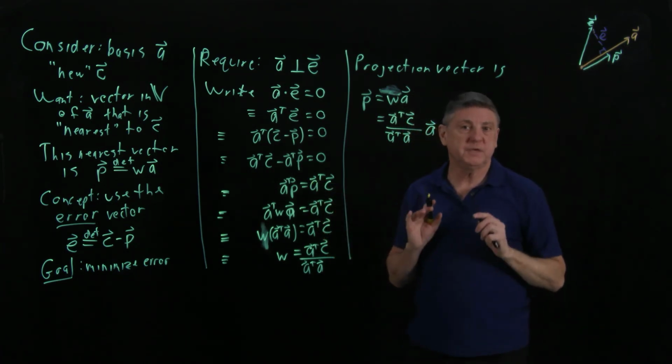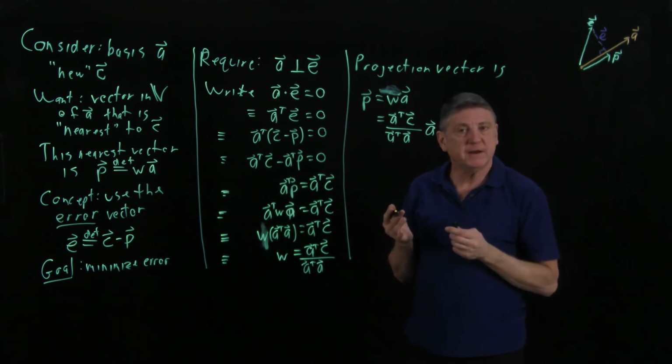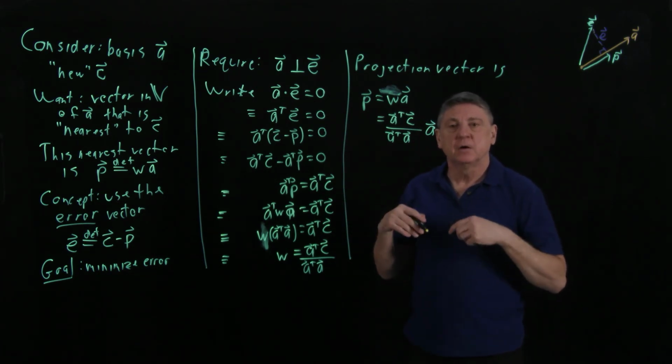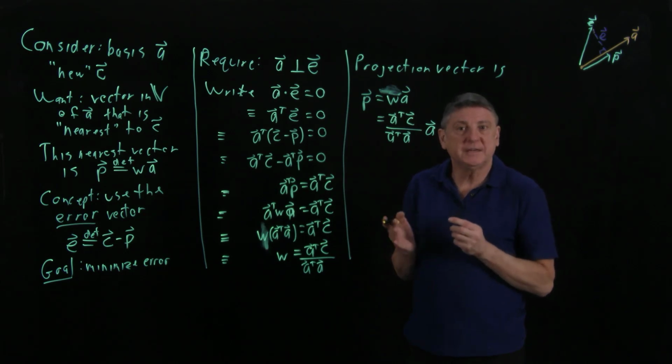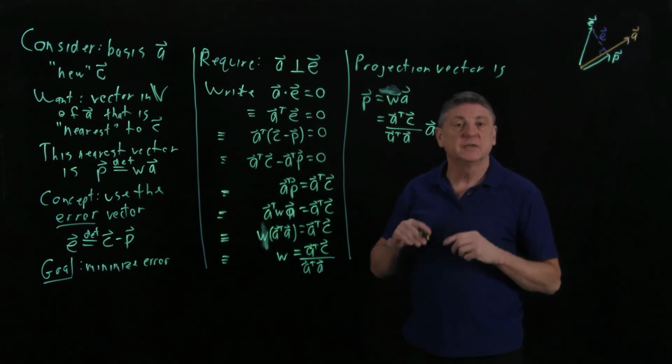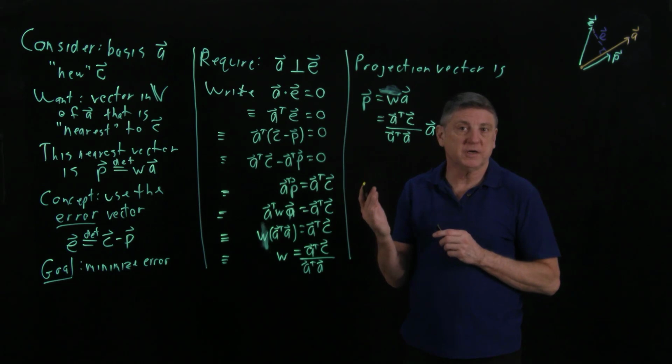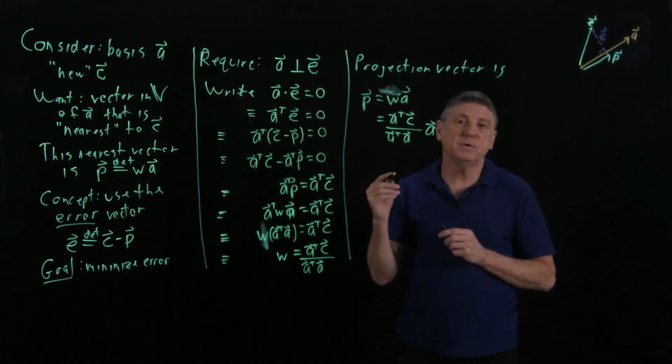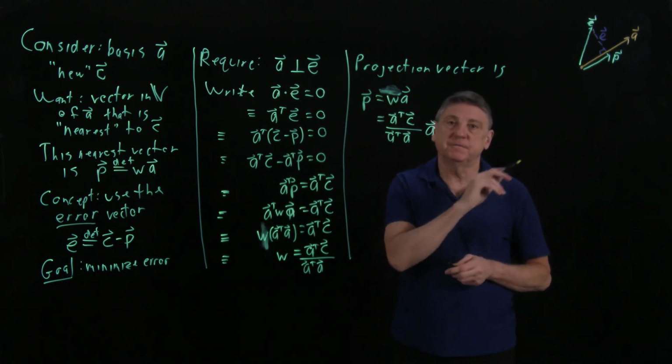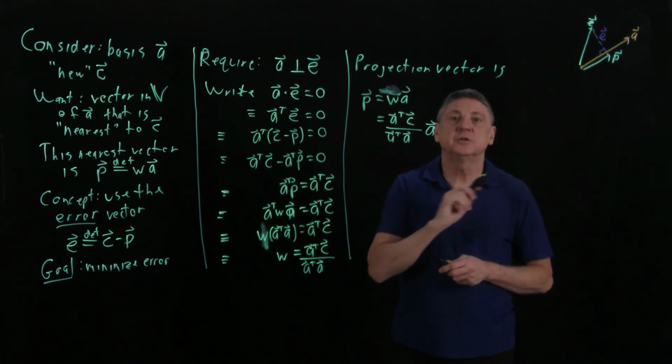So what we've done now is the reverse of everything that we've done previously. Previously, we've always worked within a vector space. Now we're saying, suppose we're given something that's not in a vector space. How can we find the nearest vector in a space to a given vector?